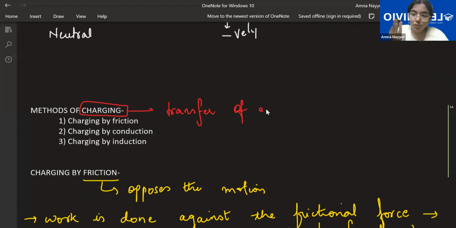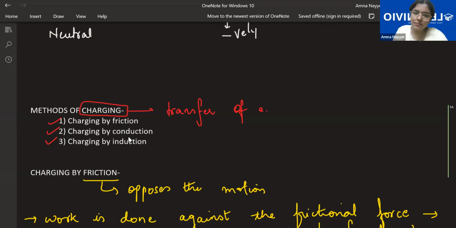So there are 3 methods which you have to know. There are various other methods as well, but you just have to know these 3: charging by friction, charging by conduction, charging by induction. Friction is the least important out of all of these. Charging by conduction is very, very important for your Coulomb's law questions also. I'm just telling you an overall view so that you have an idea what you have to focus more on, because we haven't discussed these chapters yet. So charging by conduction, Coulomb's law, it will be used a lot. Coulomb's law and electric field.